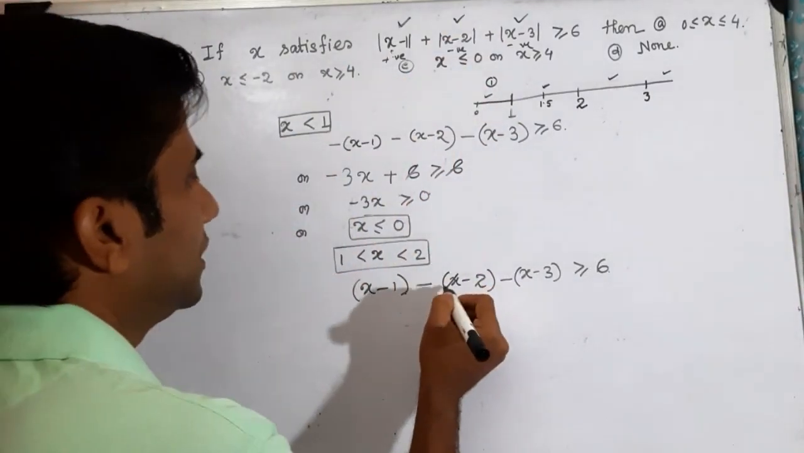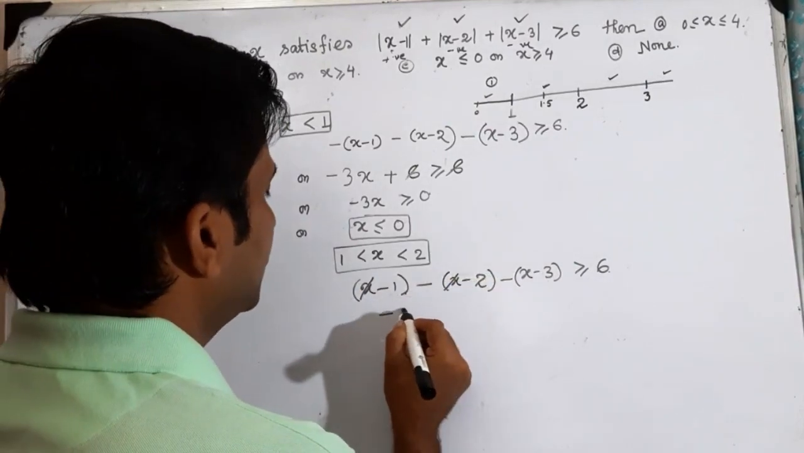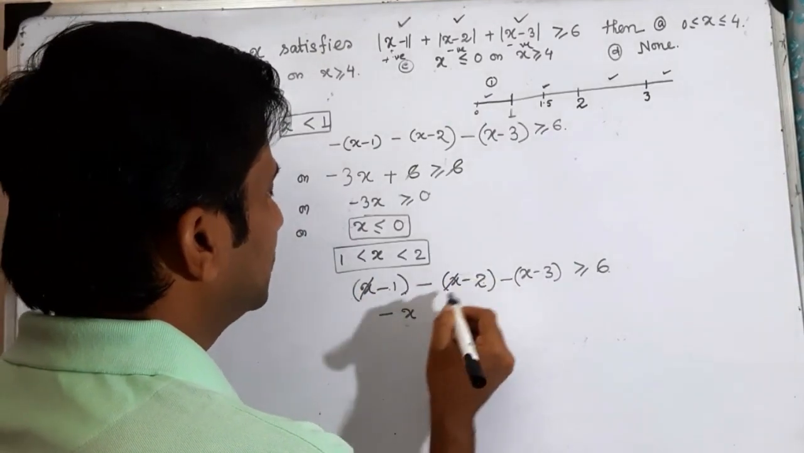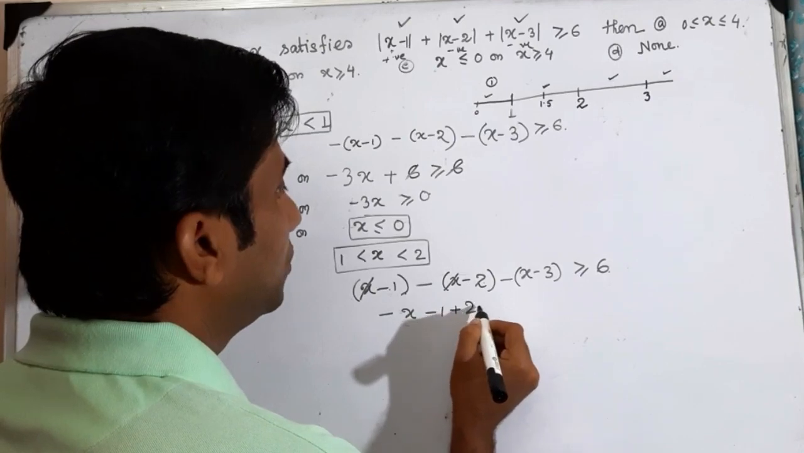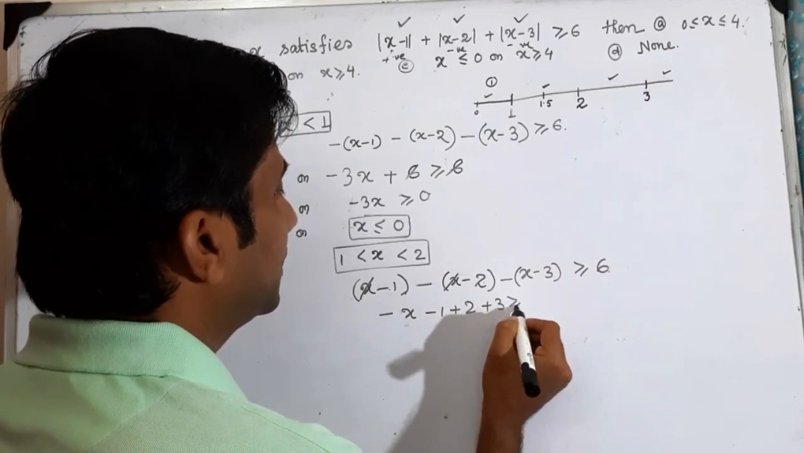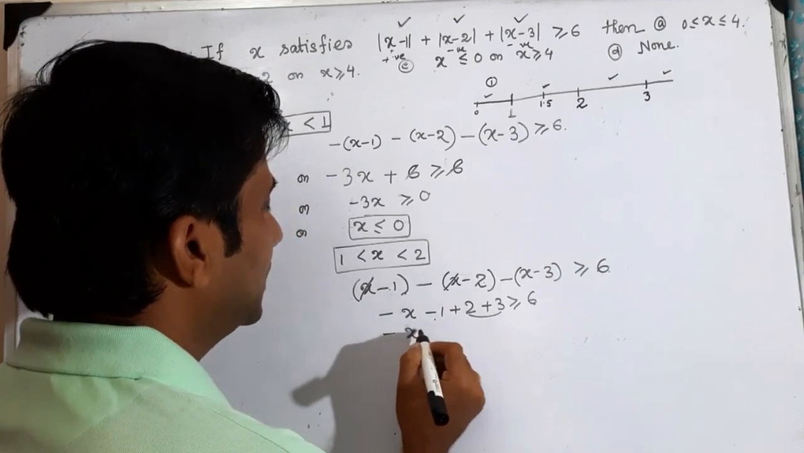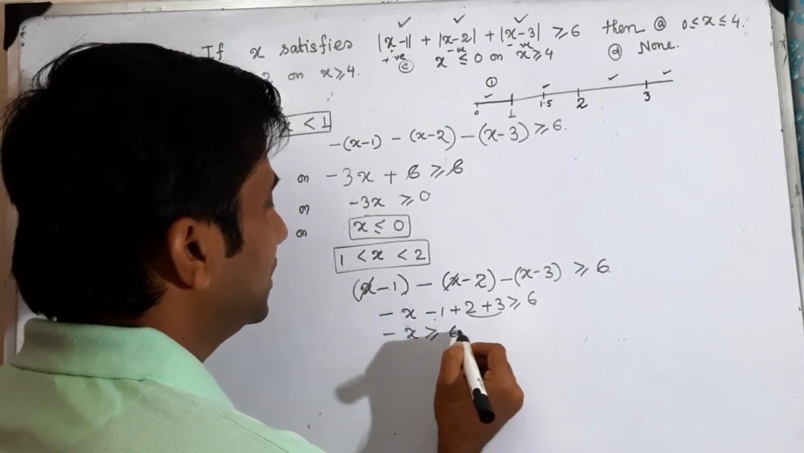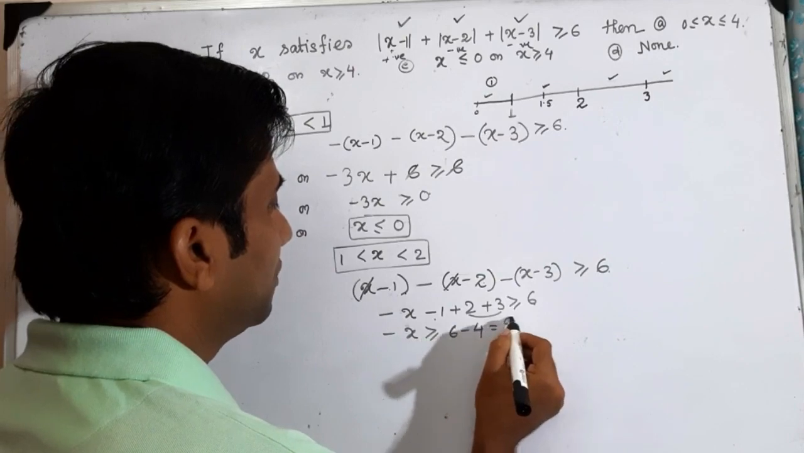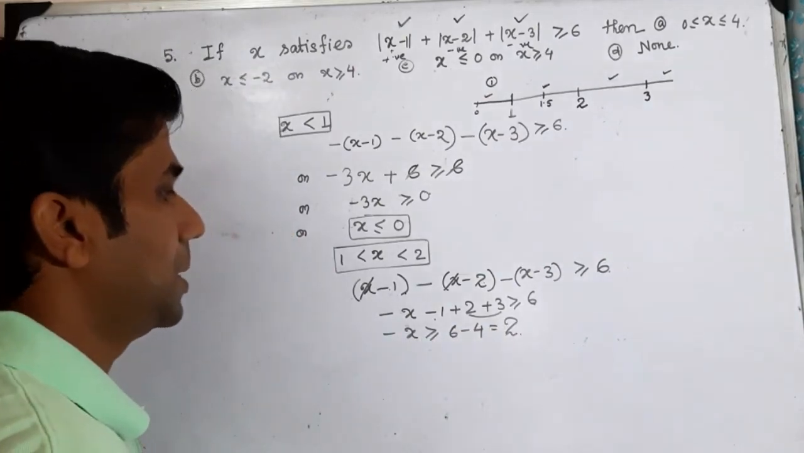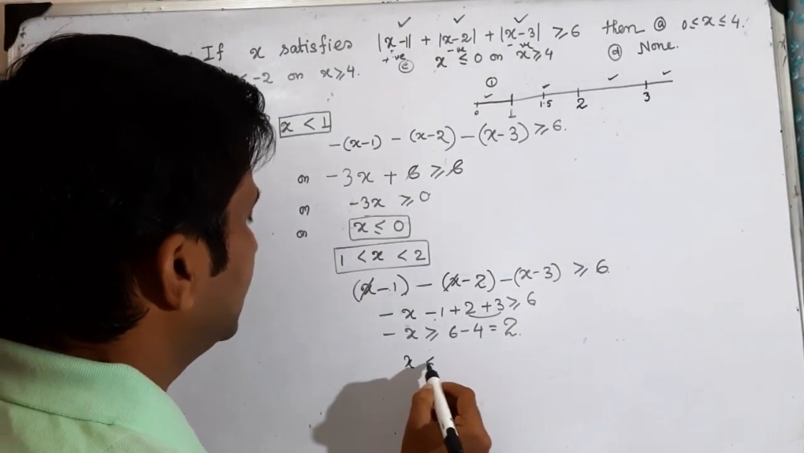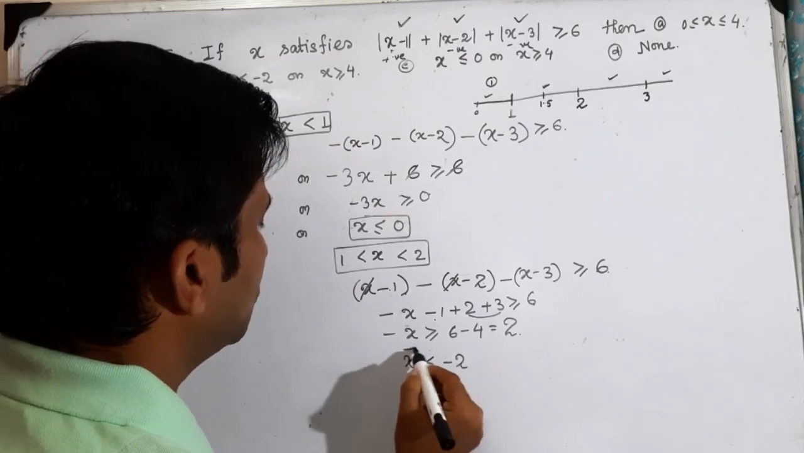So this becomes minus x, plus minus 1 plus 2 plus 3, greater or equal to 6. That is 4, so minus x is greater or equal to 6 minus 4, equal to 2. So x is less or equal to minus 2.